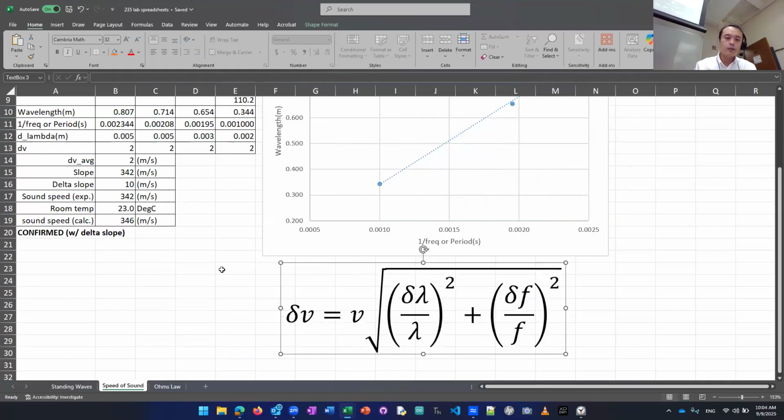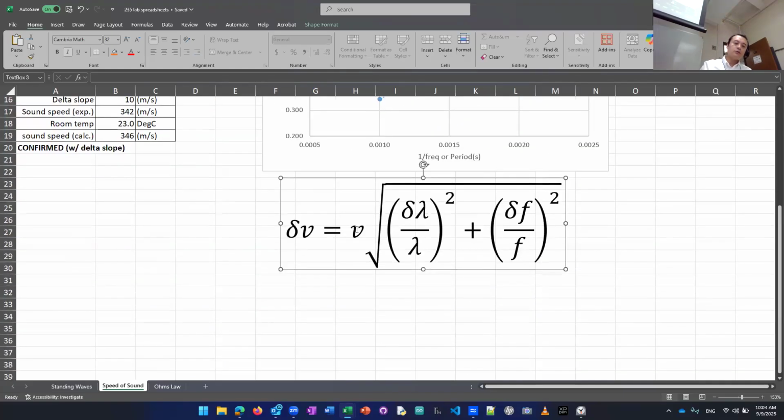Okay, so what exactly is this? This is the uncertainty of the velocity based on one tuning fork's measurement. So what exactly is this? This side is the uncertainty of the wavelength we measured, because the speed depends on two things, wavelength and frequency. So each will supply some uncertainty to the speed calculation.